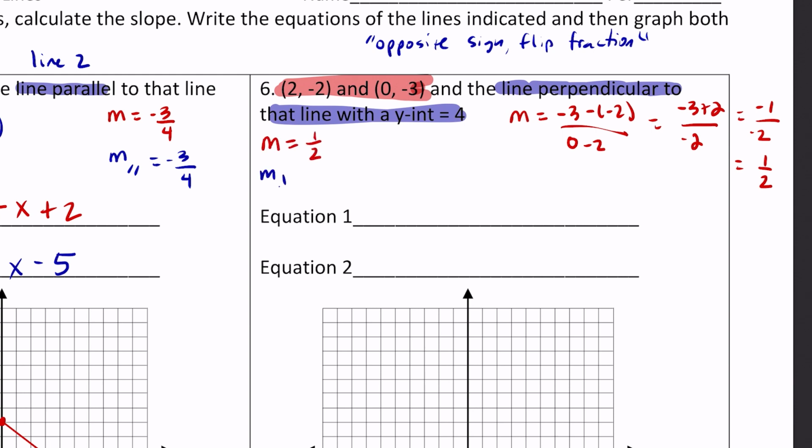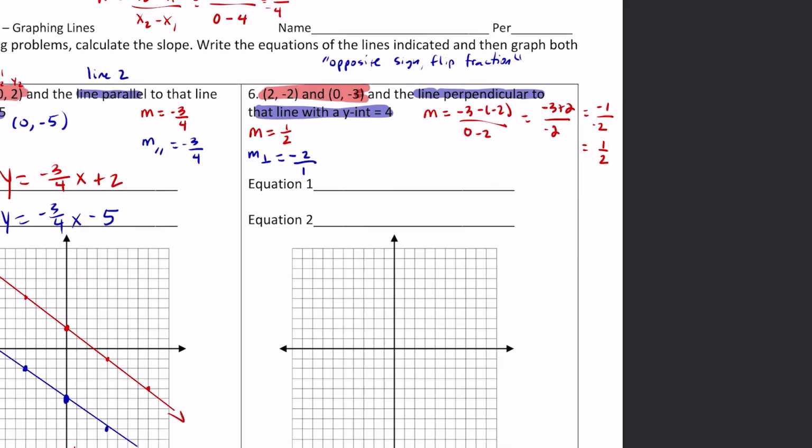What is the perpendicular slope? Well, my original slope is positive, so my perpendicular slope has to be negative. And my original slope is 1/2, so I just need to swap the numbers. The 2 that is originally in the denominator now becomes the top. So that's going to be -2 over 1. The 1 now becomes the bottom number, okay?